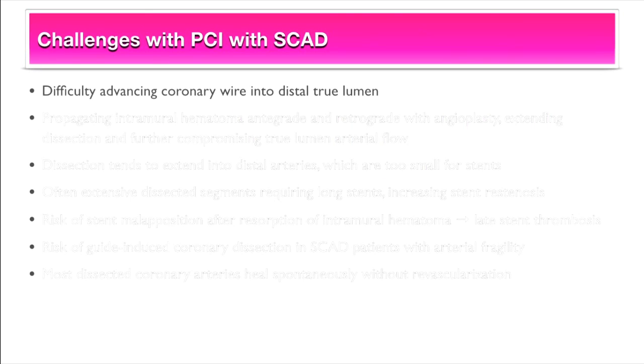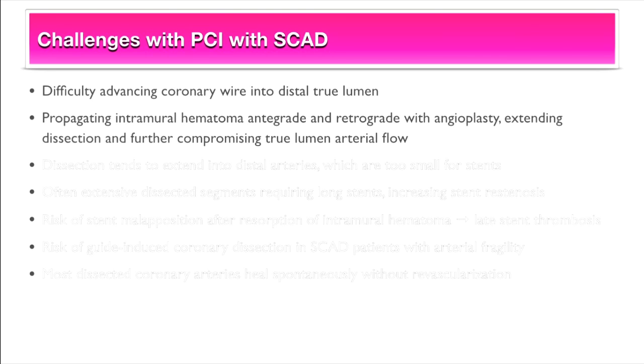The reason that we advocate being conservative is because PCI in SCAD is notoriously challenging, and these are the reasons. We may have difficulty advancing the coronary wire into the true lumen. We may propagate the intramural hematoma, both proximally and distally, with balloon angioplasty and stenting, and therefore further extend the dissection and compromise flow. And the dissection tends to extend into distal arteries, which are too small to stent.